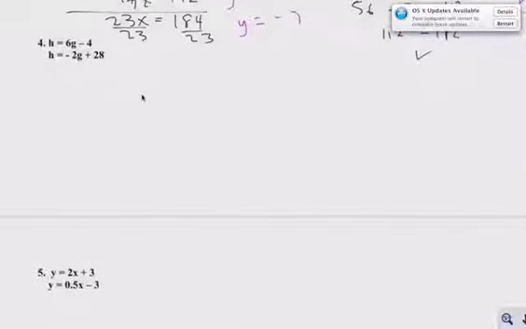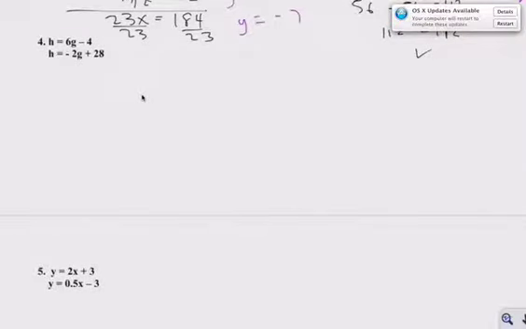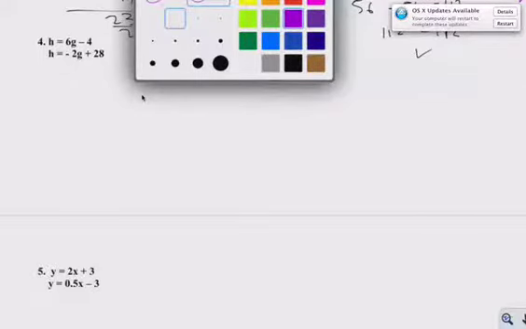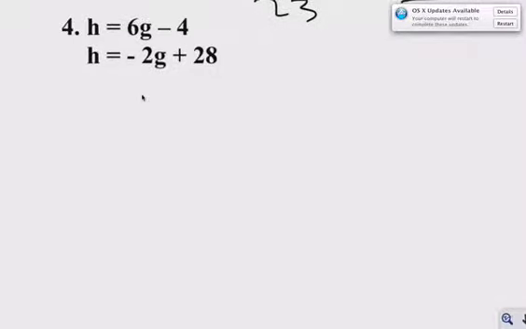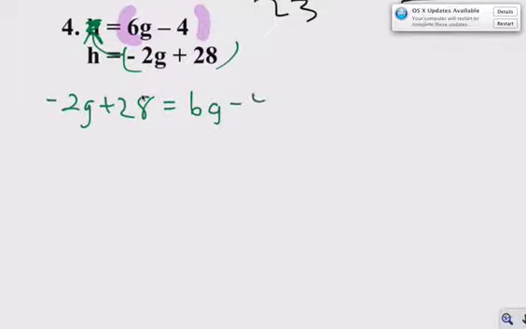Okay, I'm going to do this problem here. Let's see, I'll use green. Either way, you can get rid of this one. Let's get rid of that. Substitute that into there. Negative 2g plus 28, same thing, equals 6g minus 4.